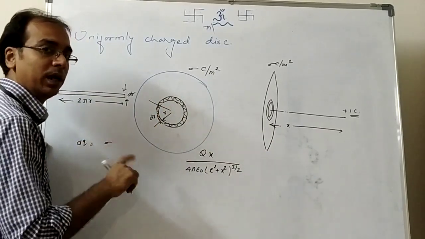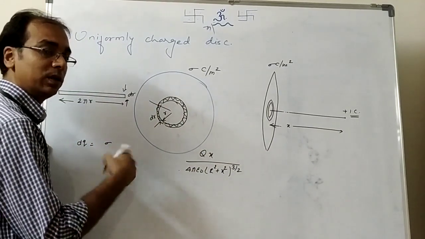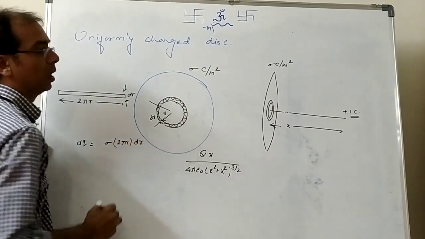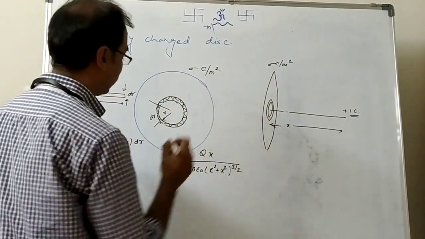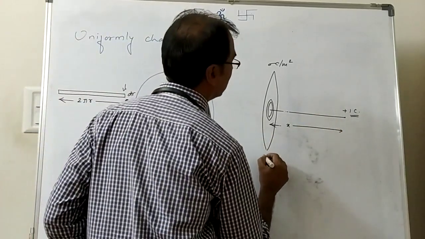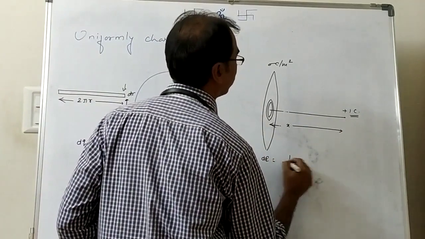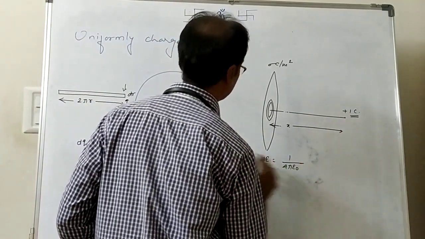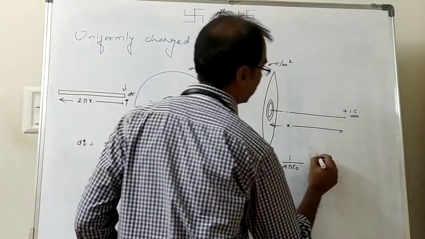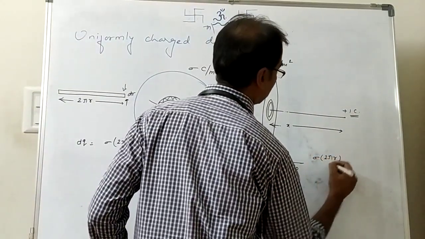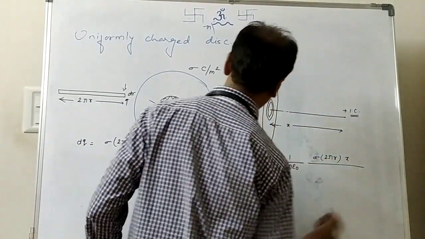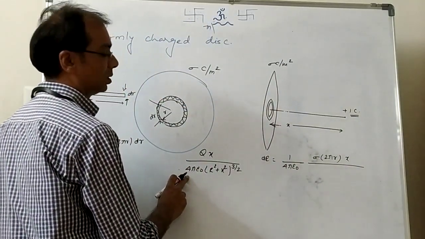Previously what were we doing? Lambda into length. Here sigma into area. So what is area? 2 pi r dr. Because of this one, what is the electric field there? I am writing. This is the formula. Electric field at this point, dE is 1 by 4 pi epsilon naught, Q. Q is what here? dQ. So write dQ over there: sigma into 2 pi r into x, by 4 pi epsilon naught.